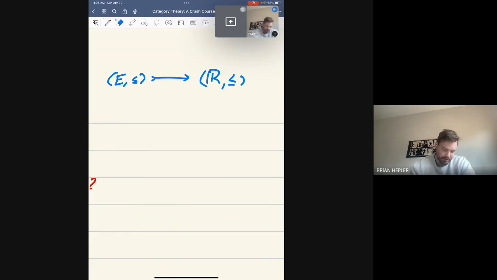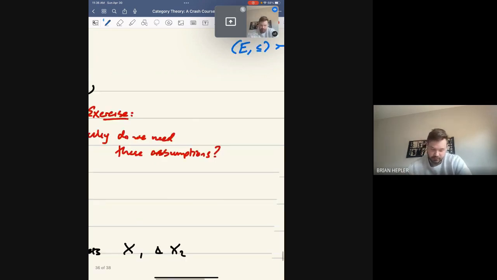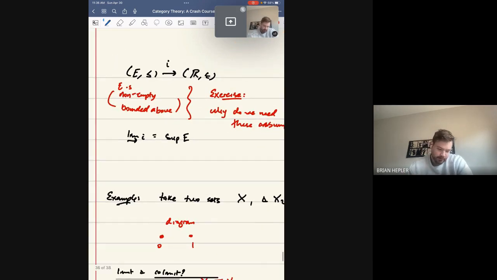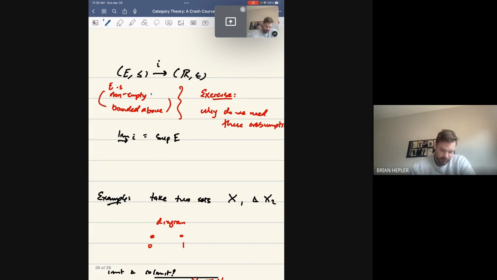So non-empty is because I want to talk about a diagram. And if I don't have anything to point at, then I can't really do any kind of interesting limits. So that's why I want non-empty. So there's something to talk about in there.